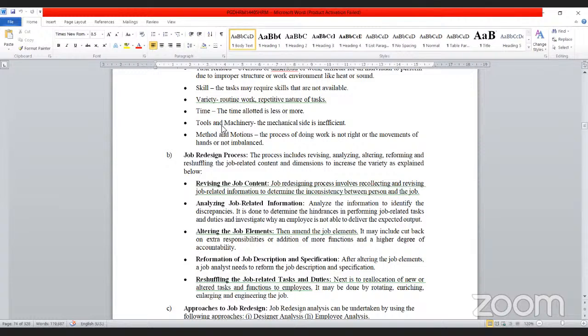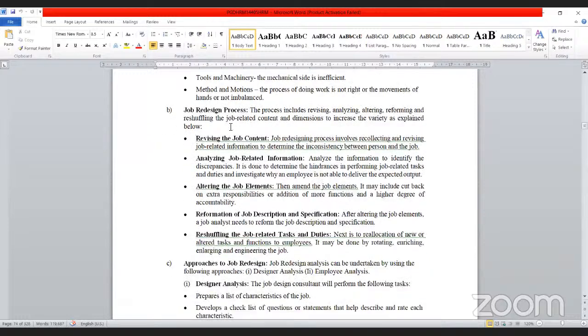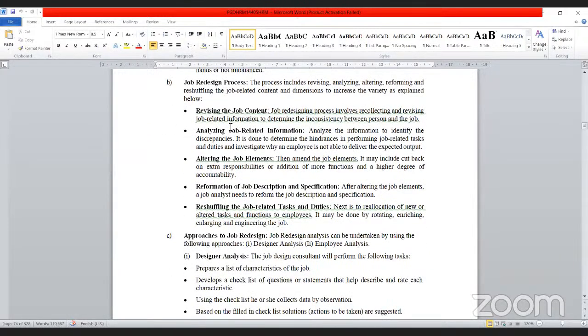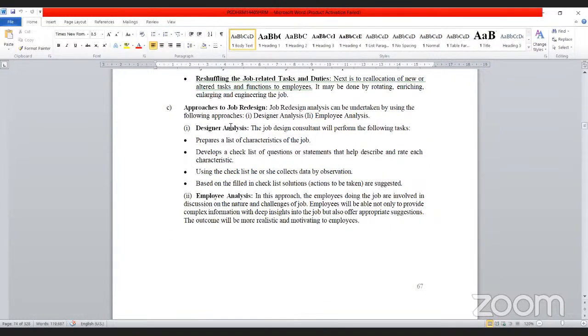Job redesign is the process of revising the job content, analyzing the job elements, informing the job description and specification, and reshuffling the related tasks and duties, which can be done by rotation, enrichment, job enlargement, or engineering of the job.